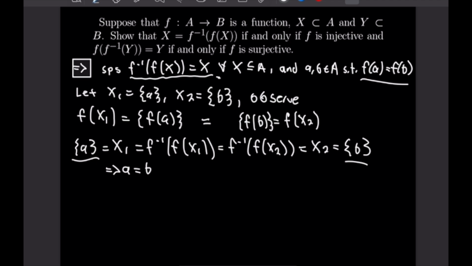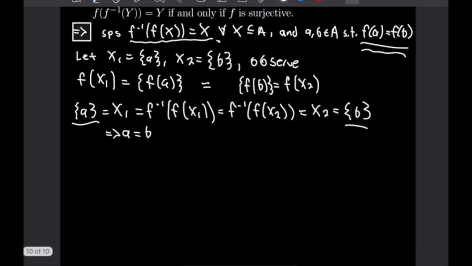But that means if we look at our extreme left-hand and right-hand sides, we have A equals B. But that's exactly what we wanted to prove, that this function was injective, as we started with f of A is equal to f of B, and we ended up with A is equal to B. So now let's go ahead and do the reverse proof.